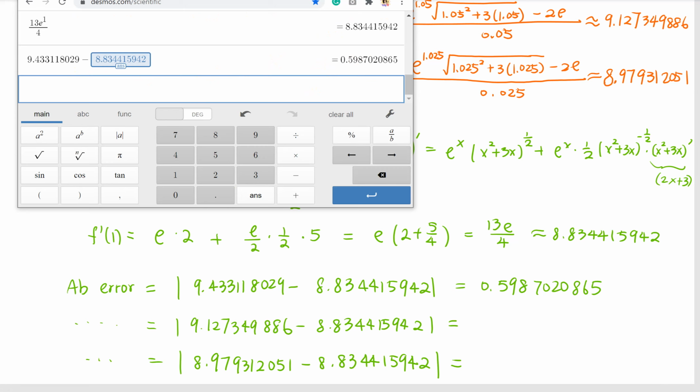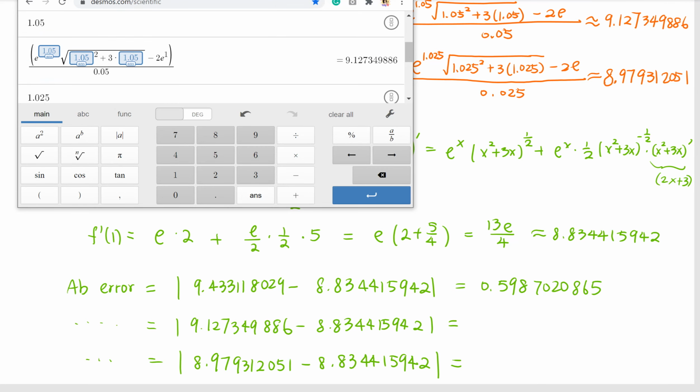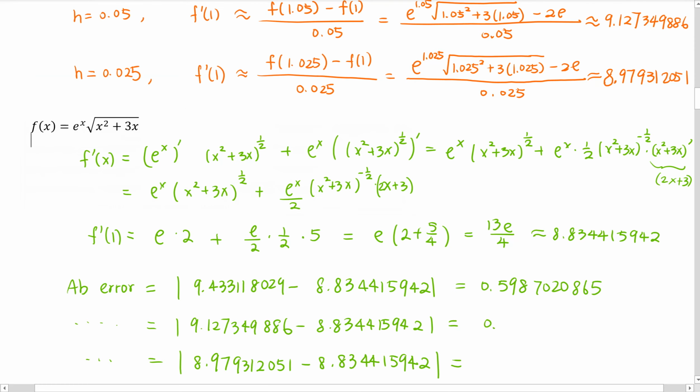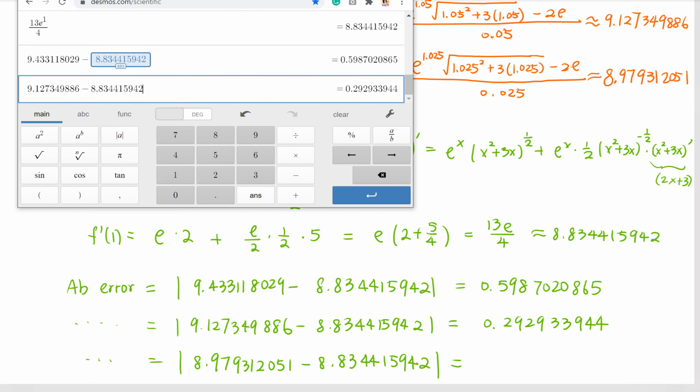Okay, let's put this in our calculator. Okay, let's find that number, 9.127. Okay, this guy, we copy down here, minus the true value here. Okay, so 0.2929 and then 33944. Oh, 0.2929 33944. Is that right? Yep. This number is easier to remember.